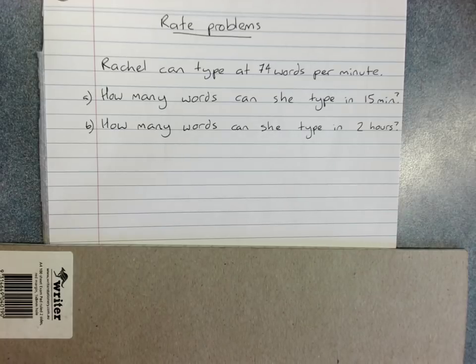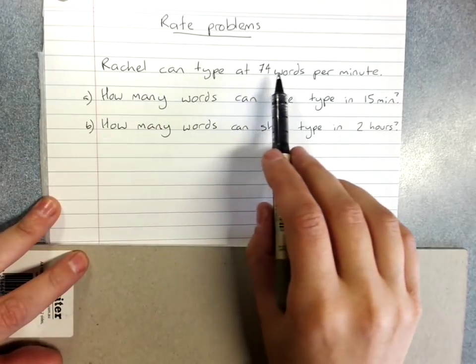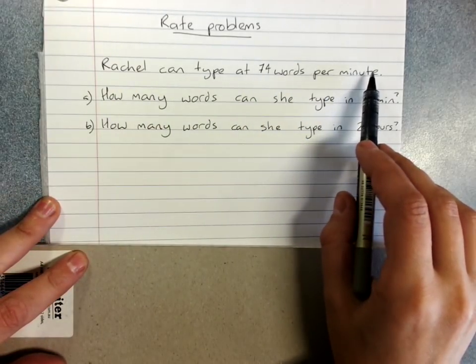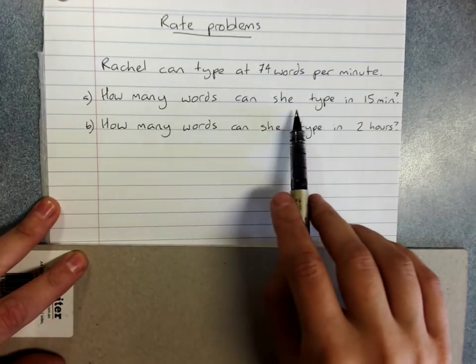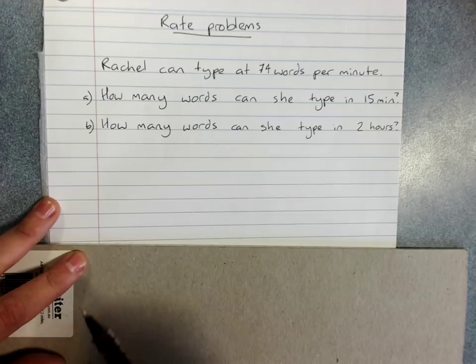Problems. This is just going through some more uses of the unitary method to solve rates. Rachel can type at 74 words per minute. A, how many words can she type in 15 minutes? B, how many words can she type in 2 hours?